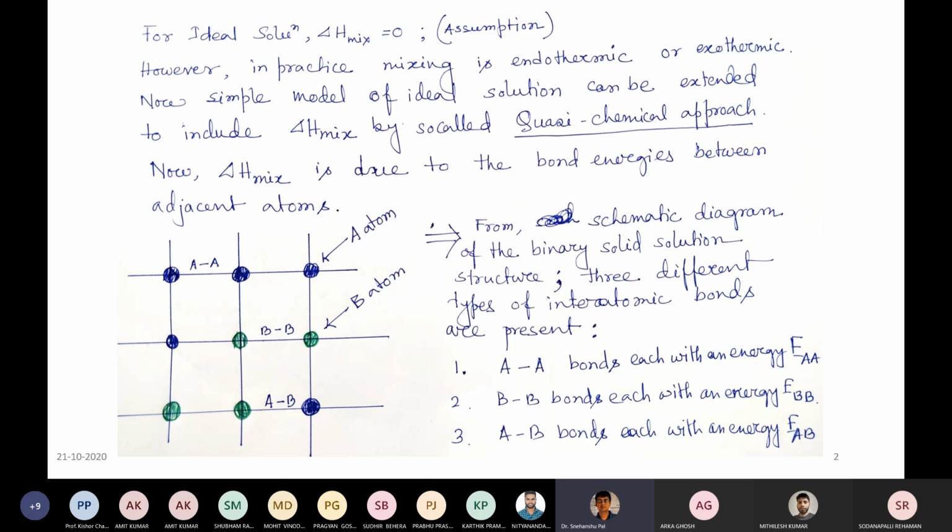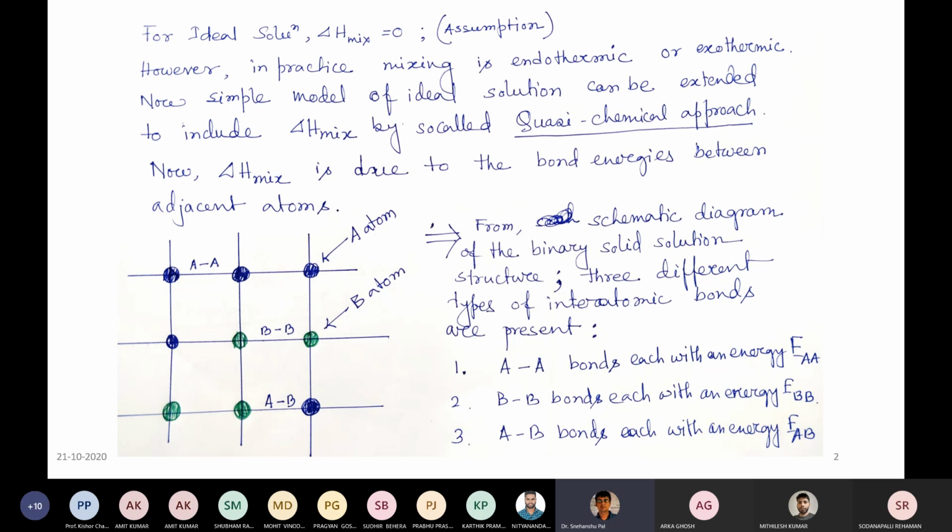However, in reality, mixing may be endothermic or exothermic. Sometimes heat is absorbed, sometimes heat is released. Based on that, the process can be represented as an endothermic or exothermic process. So the simple model of the ideal solution cannot represent the scenario we were discussing a few minutes ago, that mixing can be endothermic or exothermic.